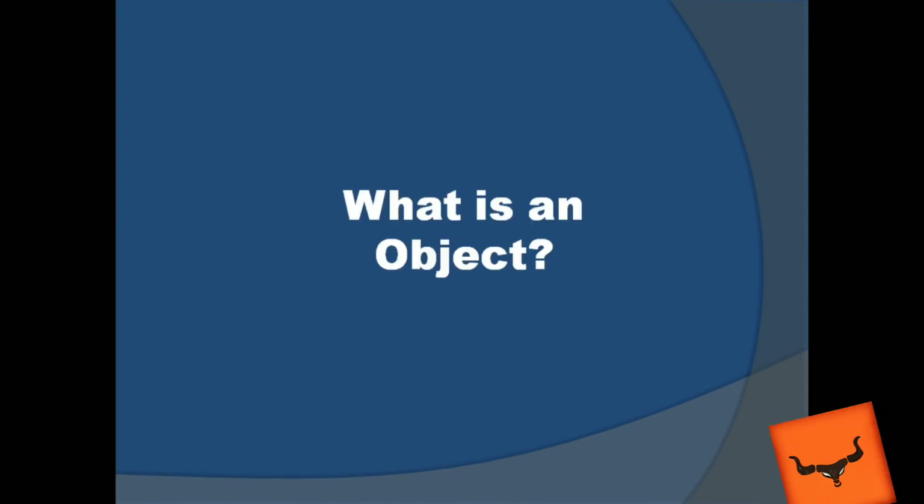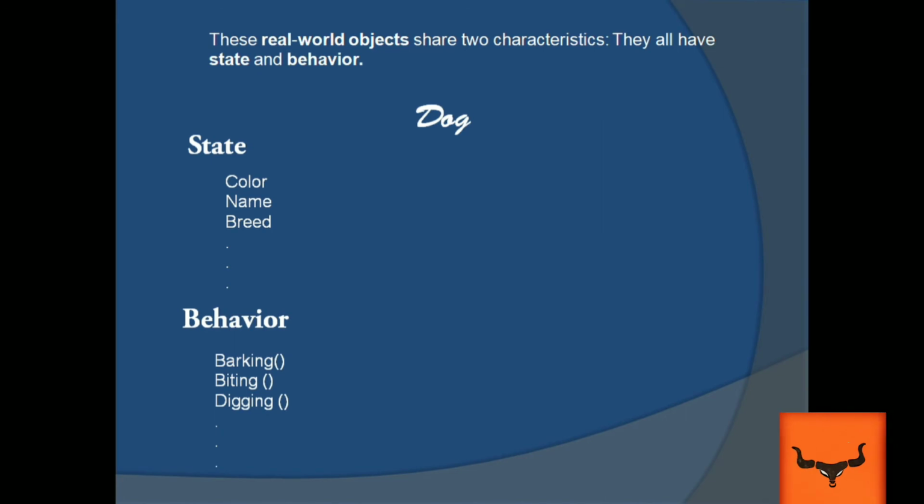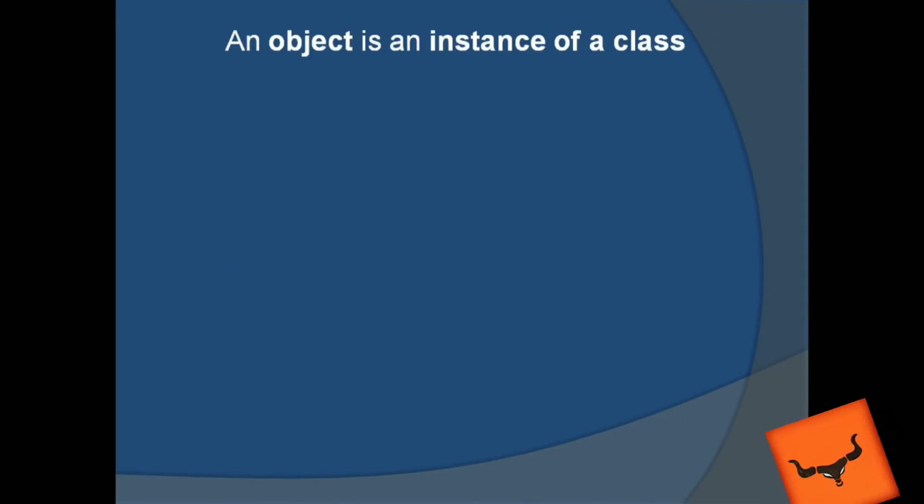The next thing that comes to our mind is, what is an object? In the real world, objects share two characteristics: state and behavior. Let's understand this by an example. Consider a dog object which has certain state and behavior. Color, name, breed, etc. can be considered as the state of a dog, and barking, biting, digging is the behavior of the dog. In object-oriented programming, an object is an instance of a class.